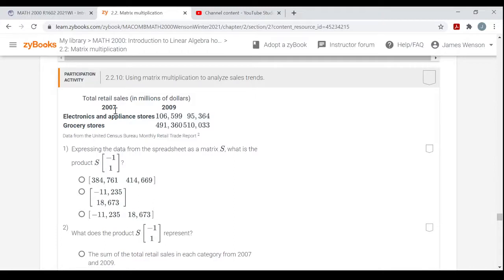Now, this isn't lining up, so unfortunately, the first column of numbers here, these two numbers, 106,599 and 491,360, those are for 2007. And then the 95,364, 510,033, those are for 2009. And these are total sales for electronics and appliance stores in 2007 and 2009, the first row, and then for grocery stores in 2007 and 2009. So expressing the data from the spreadsheet as matrix S. They're calling this 2 by 2 matrix S. What is the product of S times negative 1, 1?